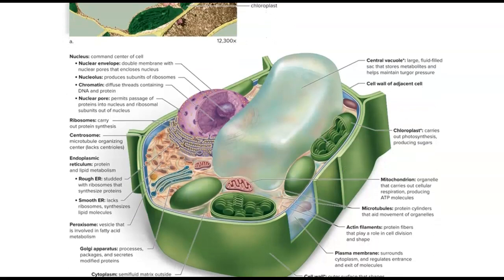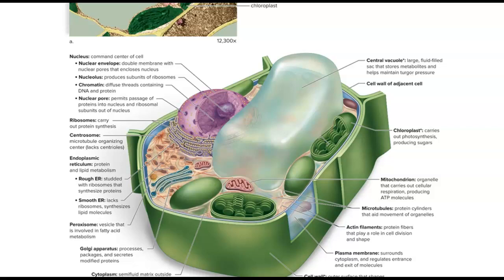One thing about a plant cell that an animal cell does not have, a plant cell has a cell wall outside of the plasma membrane. So let's find the plasma membrane. Plasma membrane, it's blue, here it is. Okay, so here's the plasma membrane on the inside, and then the cell wall is on the outside. The cell wall contains cellulose, which is important.